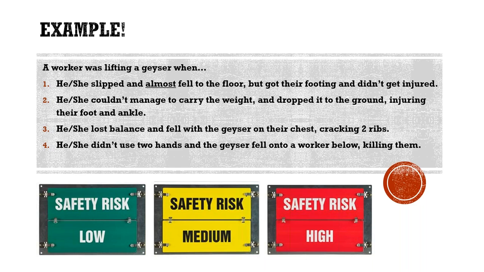But what if it was serious? Or perhaps it was like scenario 3 or 4. They lost their balance and they fell, but the geyser fell against their chest and cracked 2 of their ribs. Now they land up in hospital. Or even worse, they weren't using 2 hands or carrying it correctly, and the geyser fell on a worker below, killing that worker. Well, now we ask ourselves, how did this escalate from a near miss to a possible fatality?